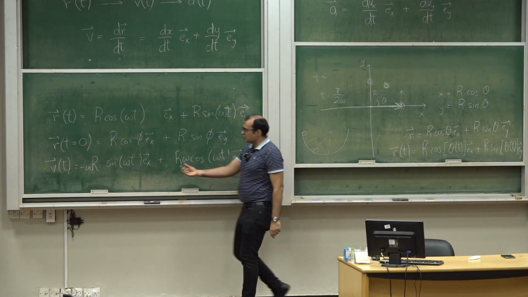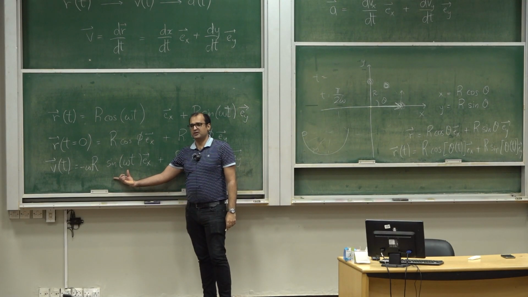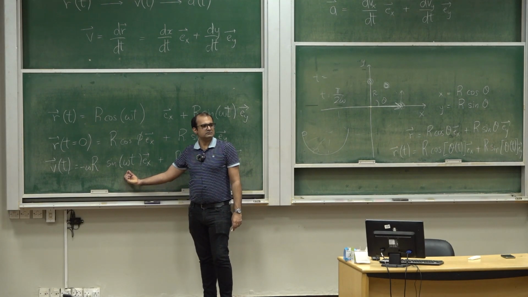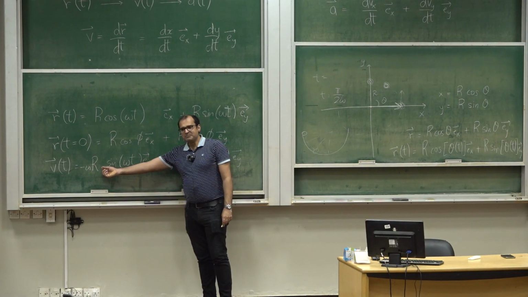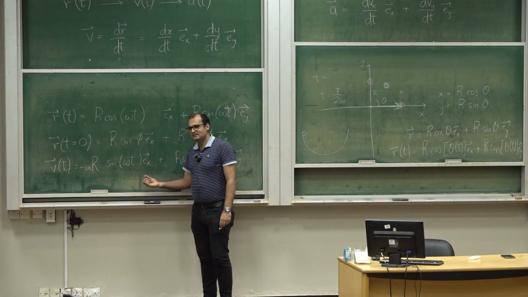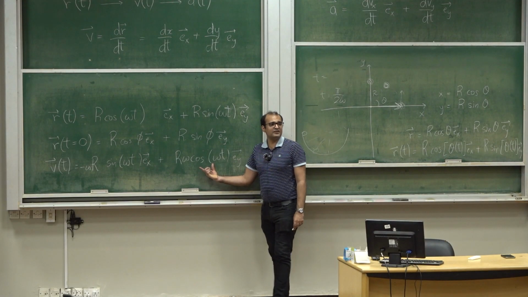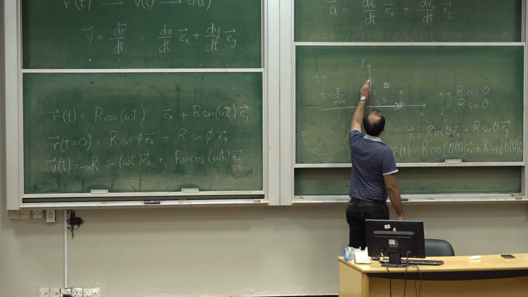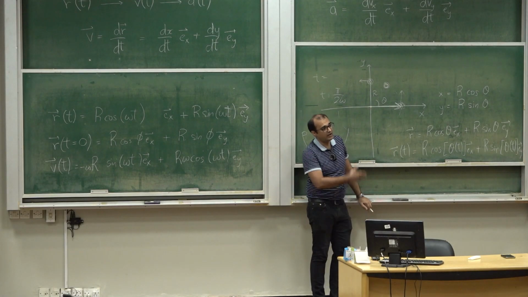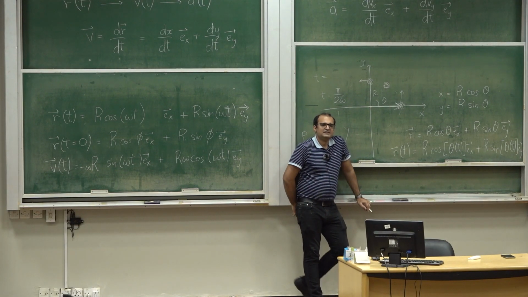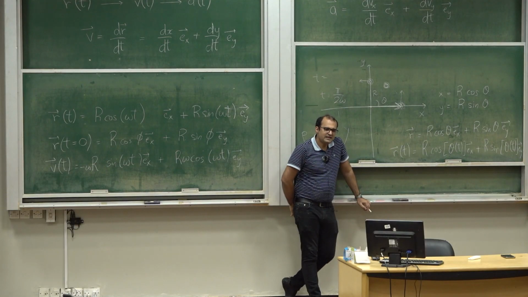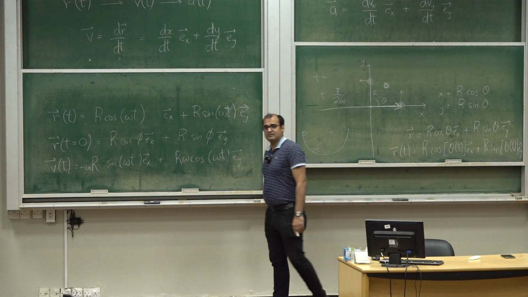If you put in t is equal to pi over 2 omega, what do you get for the velocity vector? Omega and omega cancel, you get pi over 2. Sine of pi over 2 is 1, so you just get minus omega r Ex. And cos of pi by 2 is 0. So your velocity vector at this instant of time is pointing only in the negative x direction, of course. So it checks out.